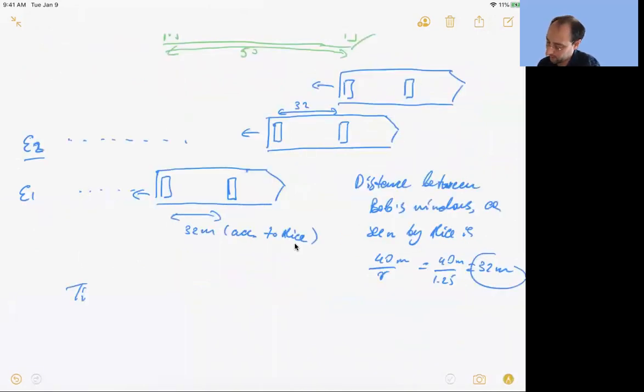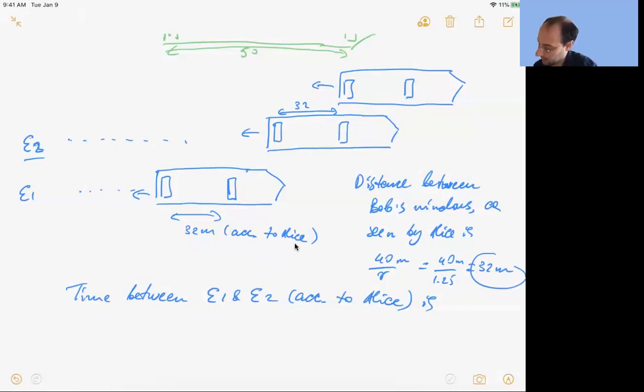Time between E1 and E2, according to Alice, is just distance divided by the speed, right? So it's how long it takes to cover this distance. Okay, so this is 50 minus 32 divided by the speed. So 50 minus 32 divided by 0.6 c.